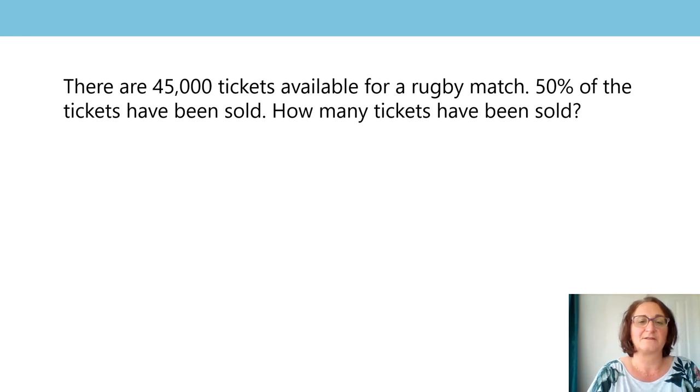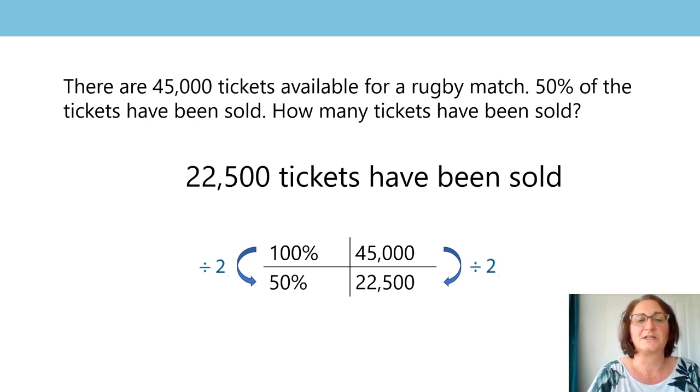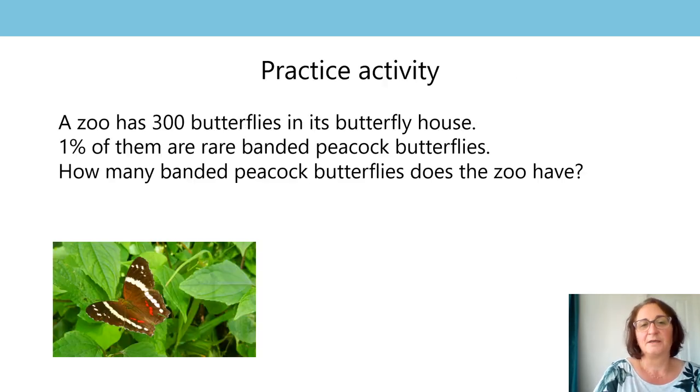22,500. Let's just have a little look. There we go. So we've got our 45,000 and divided by 2 is 22,500. 22,500 tickets have been sold. Did you get it correct?